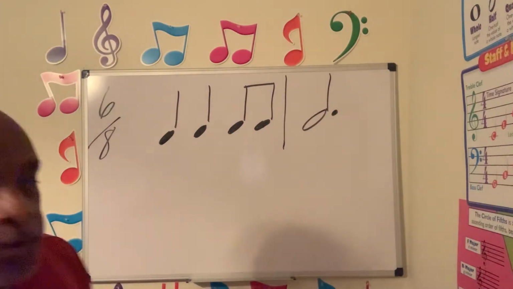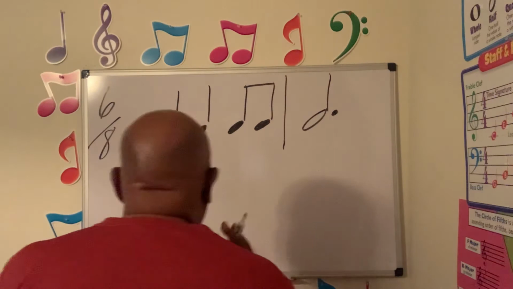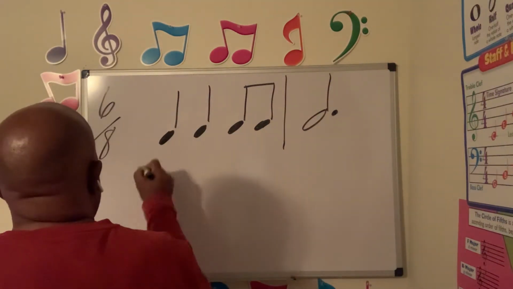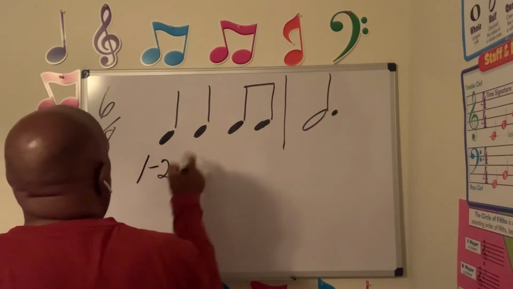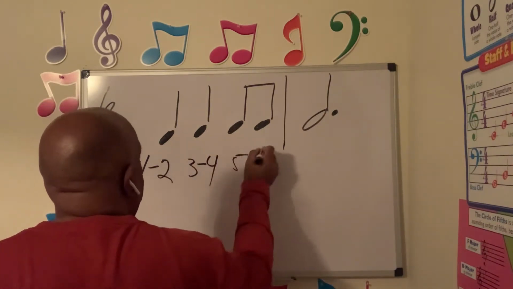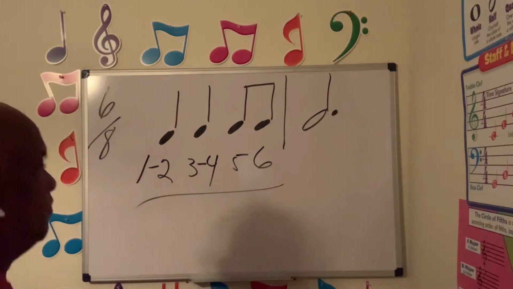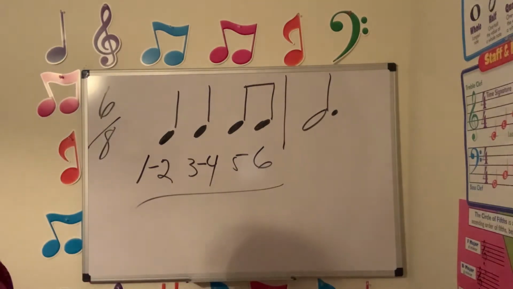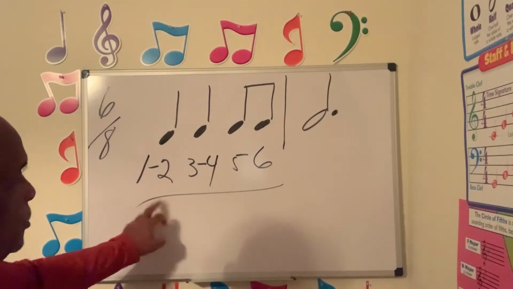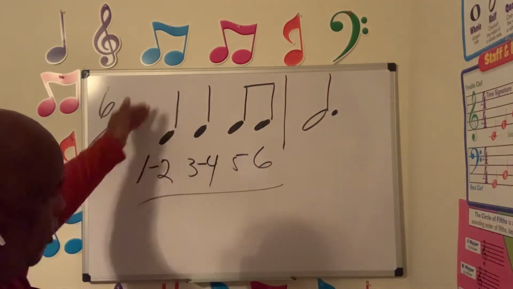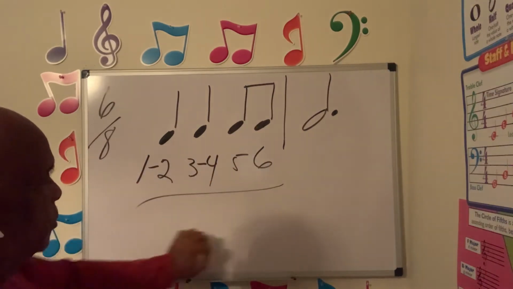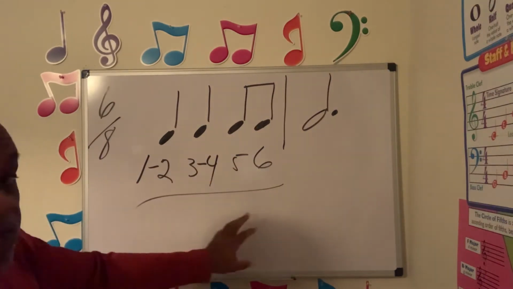All right, let's count it. Now, we said in 6/8 time, the quarter note gets 2 beats. So that's 1, 2, 3, 4, 5, 6. So in that first measure, there is 6 beats. The quarter note gets 2 beats, then your 8th note gets 1 beat. So that's 1, 2, 3, 4, 5, 6.